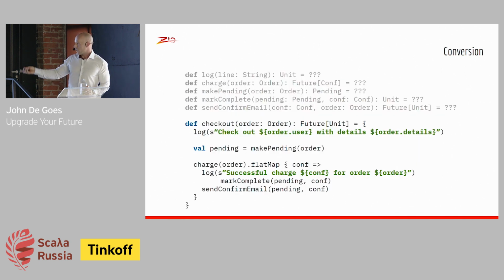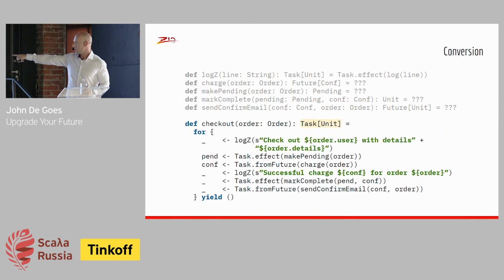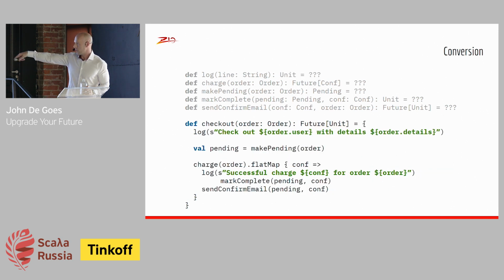Let's say we have some code like this and we want to convert it. It's pretty easy. The first thing we're going to do is change that type there. Instead of returning Future, we're going to return a data type called Task. That's the only change there. We'll change it to return Task. And then the lines inside here, we're just going to linearize them and stick them inside a for comprehension.